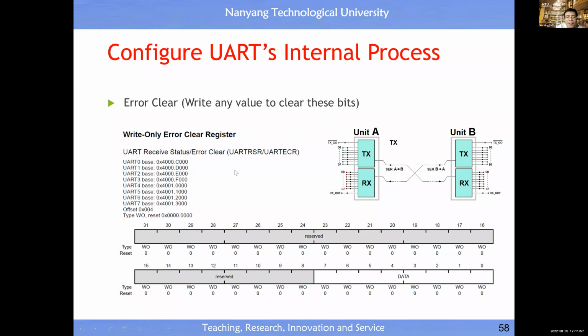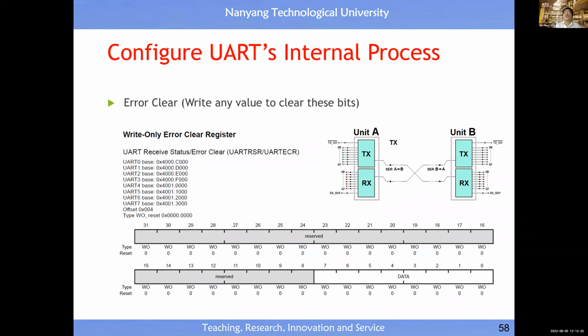To clear a register is basically to write a one, or write any value, to clear all these bits. This is because you have a receive status, because the hardware will report the condition to you. It's like an interrupt. Once you pay attention to an interrupt, always remember to clear it, otherwise you will have dangerous behavior.